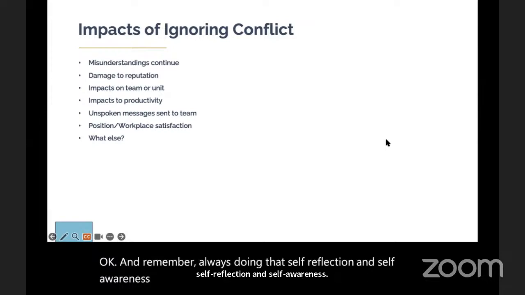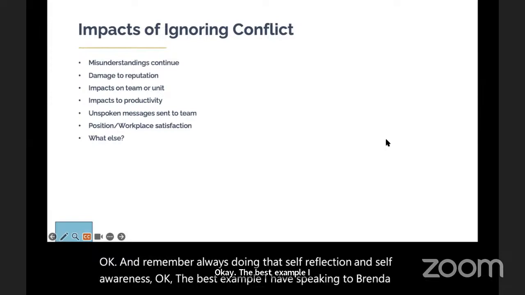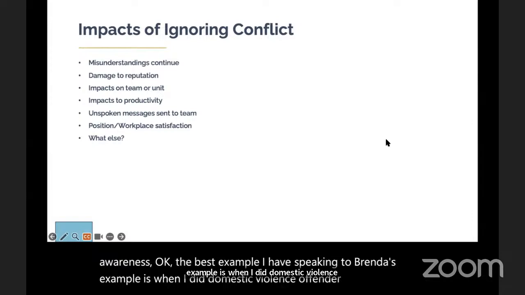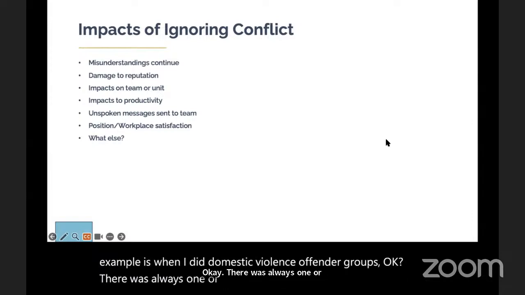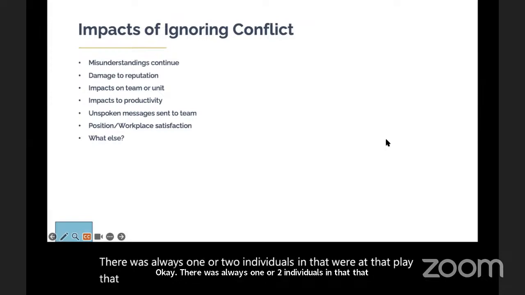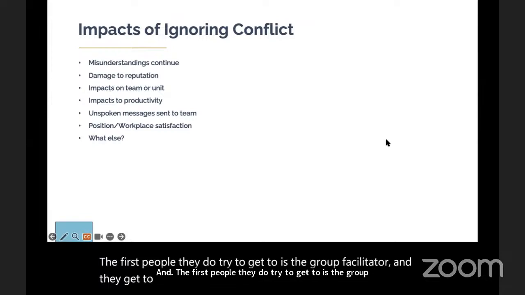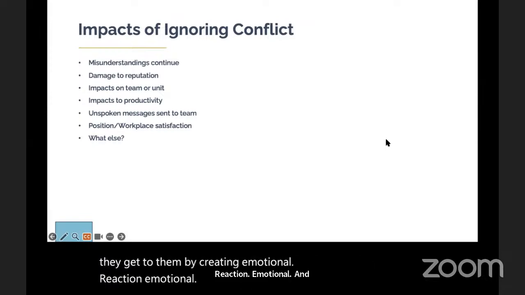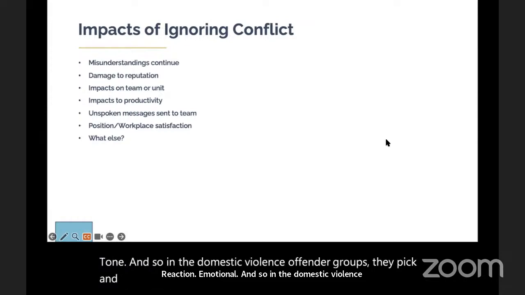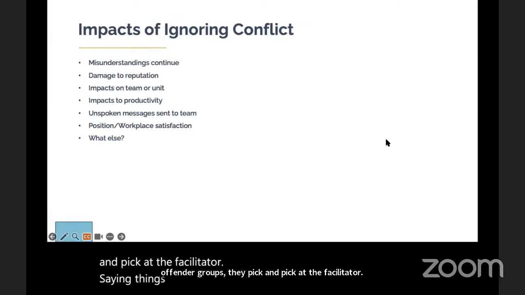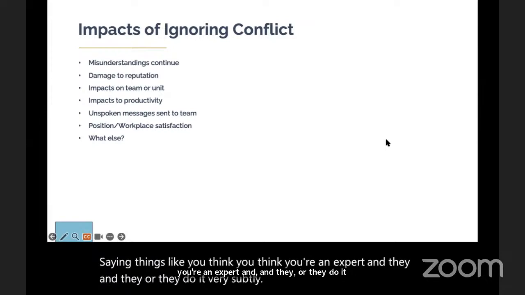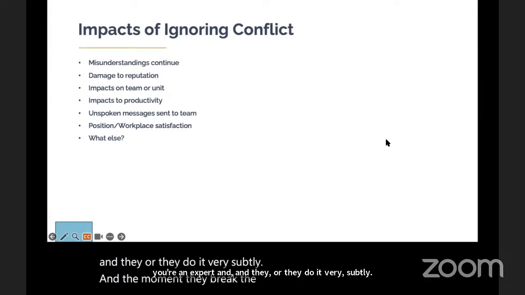The best example I have, speaking to Brenda's example, is when I did domestic violence offender groups. There was always one or two individuals in that group that were at that power play. The first person they try to get to is the group facilitator, and they get to them by creating an emotional reaction, emotional tone. They pick at the facilitator, saying things like, "Oh, you think you're an expert," or they do it very subtly. And the moment they break the therapist, they go, "Ah, we've got this."